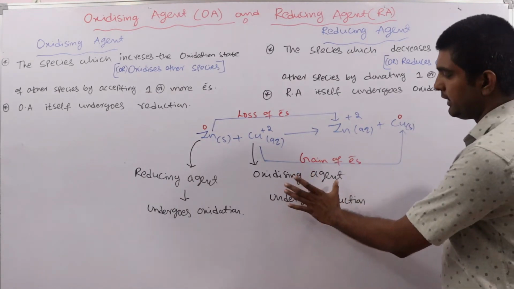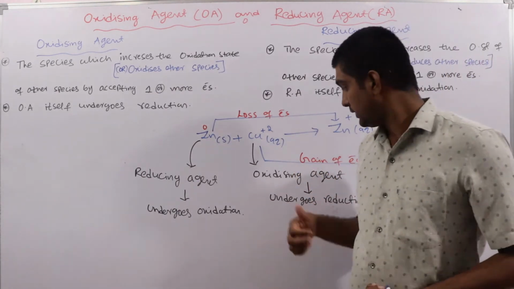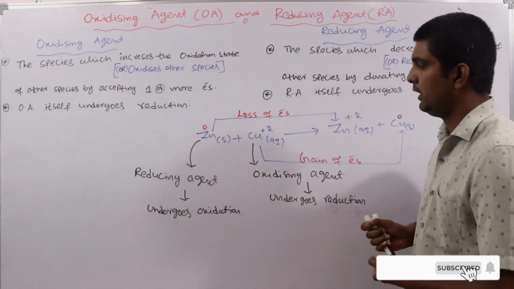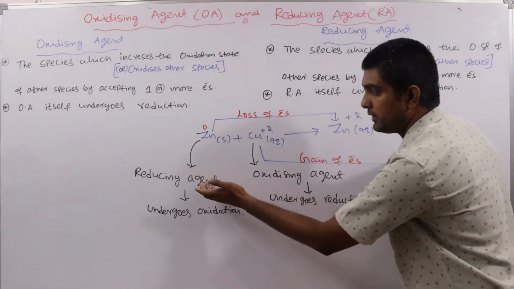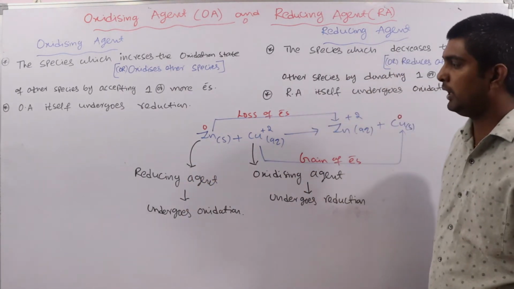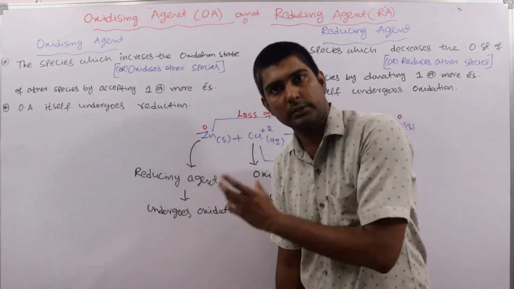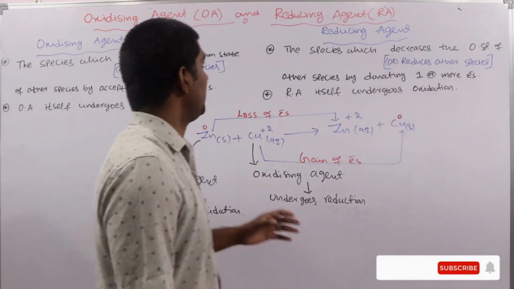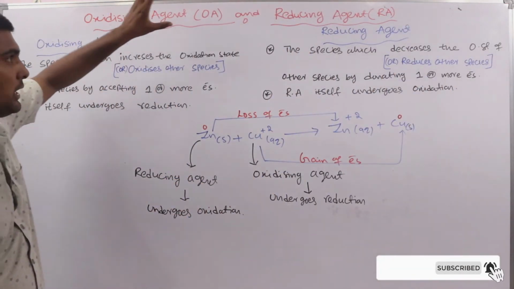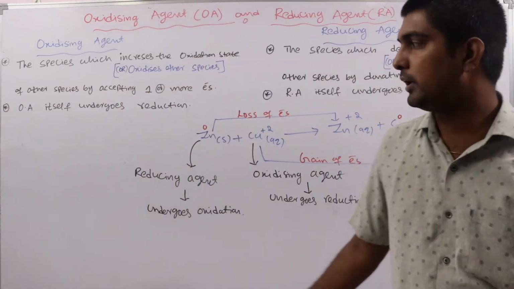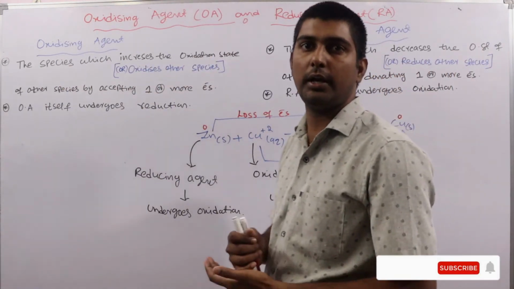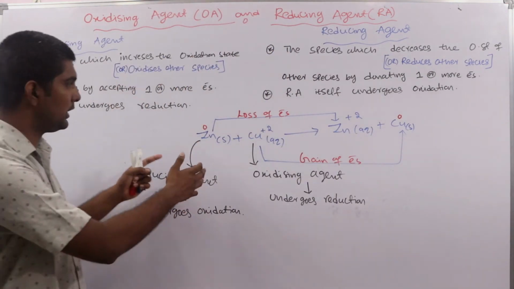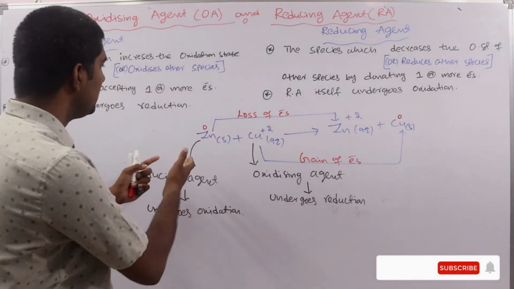Clear? So an oxidizing agent is oxidizing another substance. A reducing agent is reducing the other substance. Okay, a reducing agent always undergoes oxidation and an oxidizing agent always undergoes reduction. Okay, clear? So this is about the oxidizing agent and reducing agent. So how can we identify the oxidizing and reducing agent in a redox reaction? Just assign the oxidation state for each and every species, then we can easily identify.